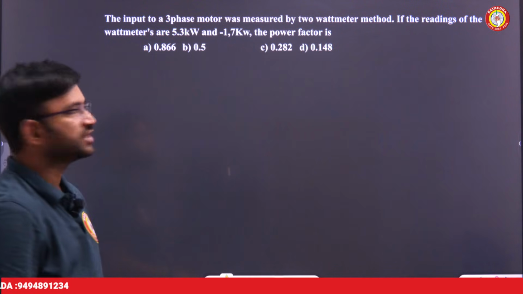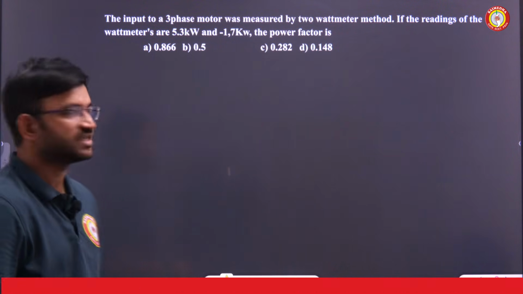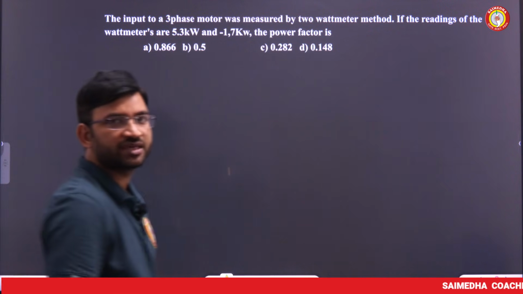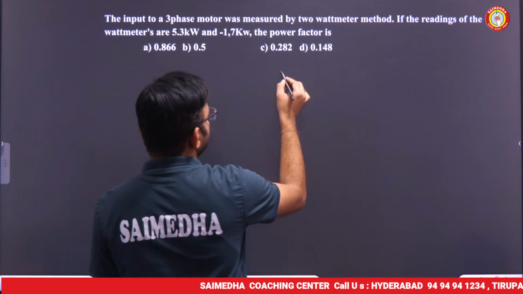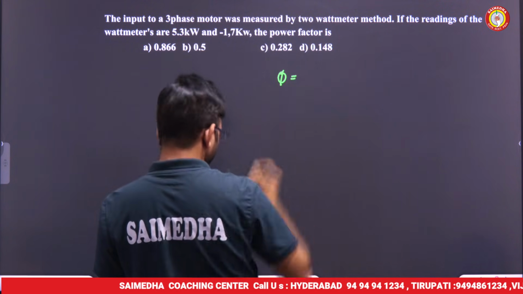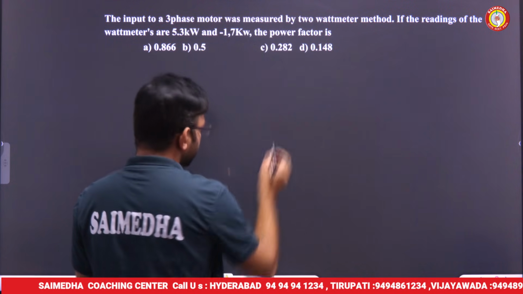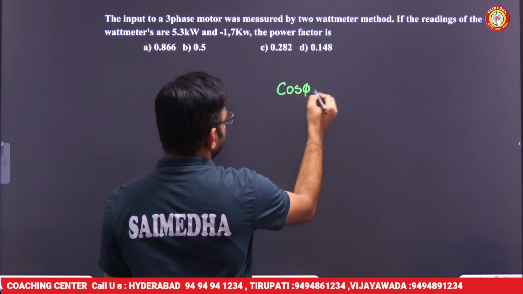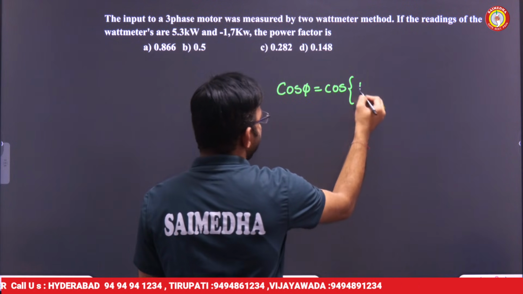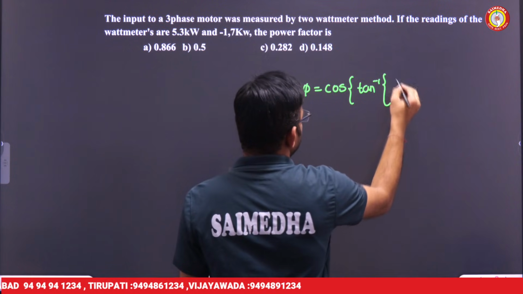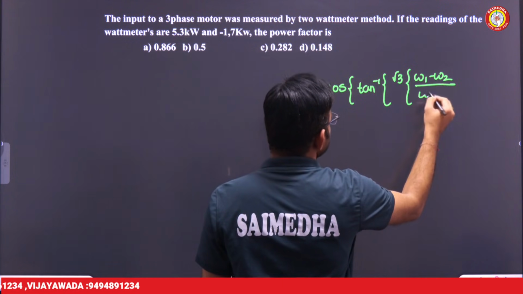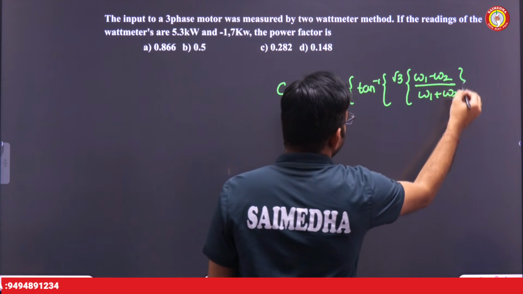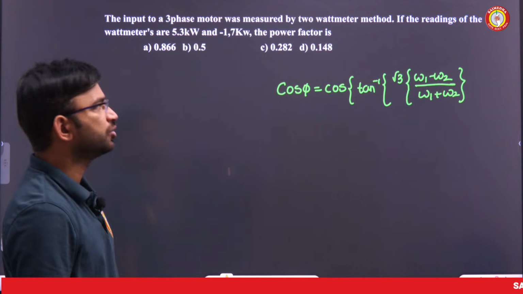Try to go through the next question, sir. This is related to a measurement question. In the case of measurements, wattmeter method, there is only one formula used to find the power factor, which is: cos phi equals cos of tan inverse of root 3 into (W1 minus W2) divided by (W1 plus W2). So this is the formula you need to use in order to find the power factor.